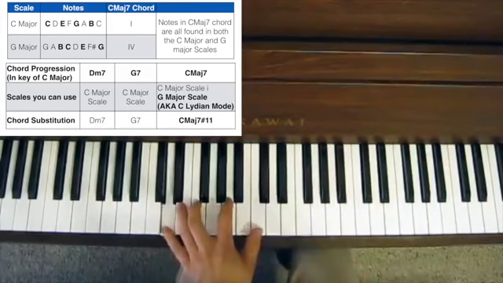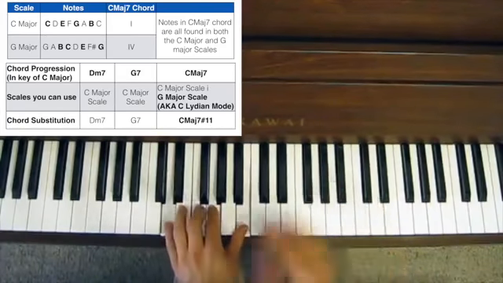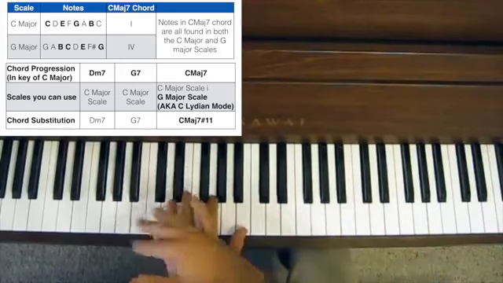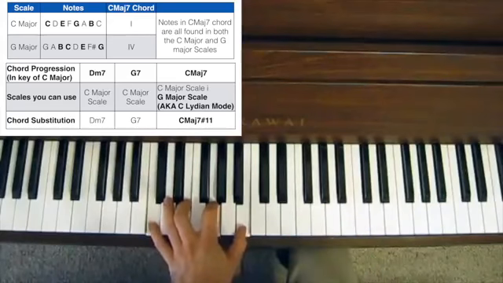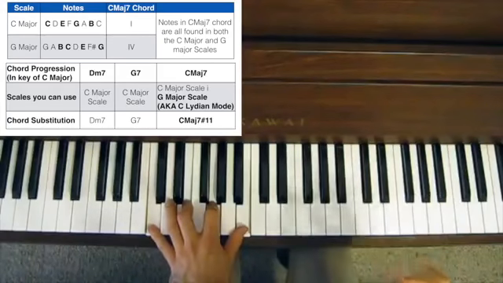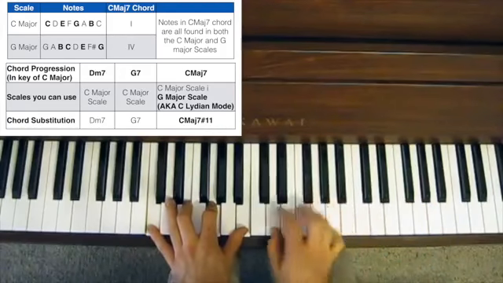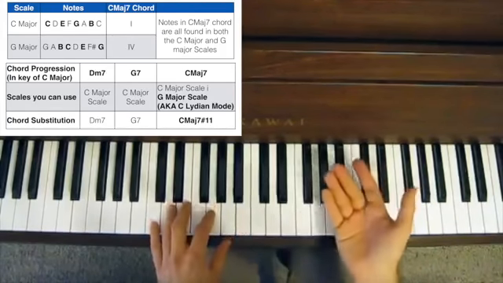Right, so over the D minor 7 and the G7, I was just playing the straight C major scale. Then when I got to the C major 7 chord, I started playing in the key of G major, by inserting that F sharp.